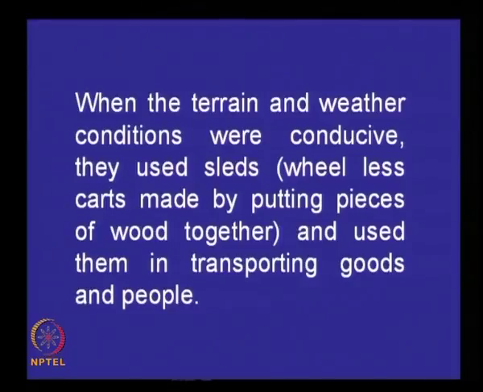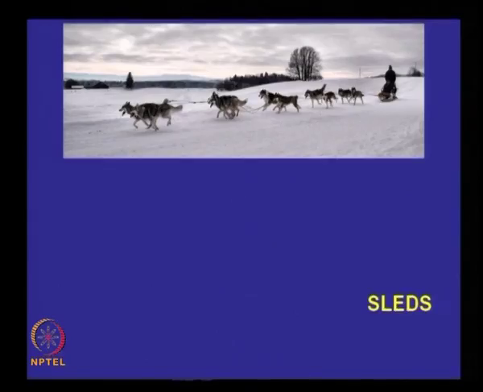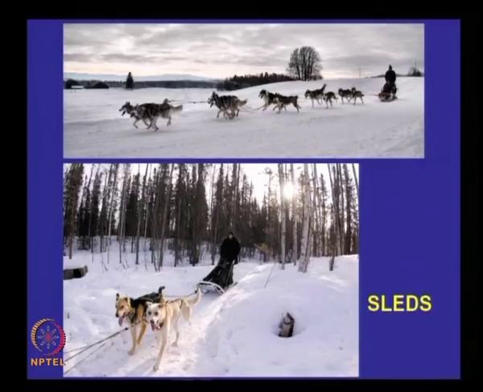When the terrain and weather conditions were conducive, like snow covered mountainous terrain, they used sleds, wheelless carts made by putting pieces of wood together, and used them in transporting goods and people. And sleds, as you know, were drawn by dogs, and this is how the sleds looked, which were used for transporting people as well as goods. This is a closer view of the same. This is terrain specific, as it can be used only under conditions where the whole terrain is covered with snow.